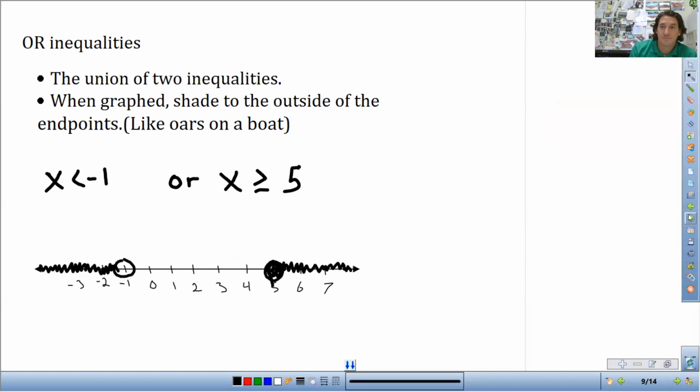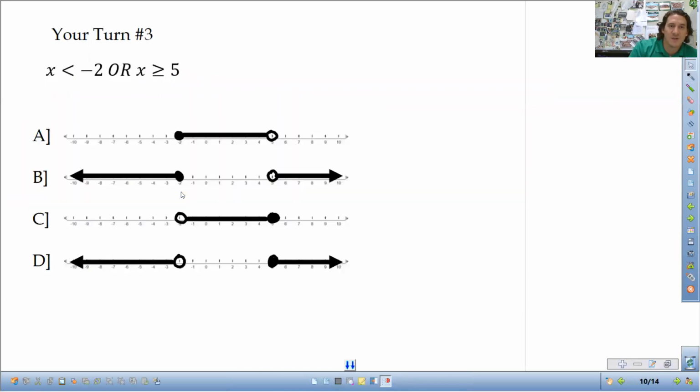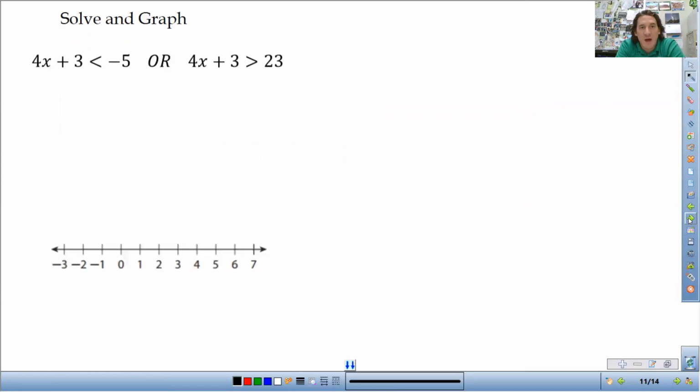All right. So take a look at this one. This is real similar to the one we just did. Make sure you pay attention. It's an OR inequality, so it needs to be shaded to the outside. -2 needs an open circle, 5 needs a closed circle. So D is the correct answer to that one.